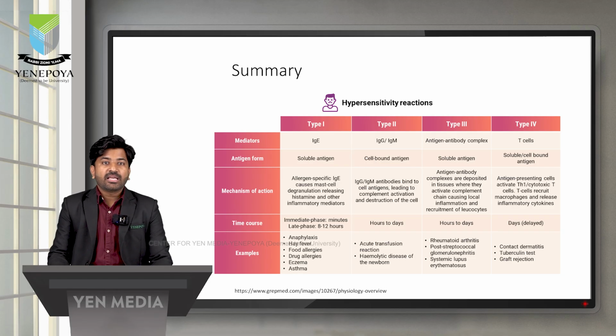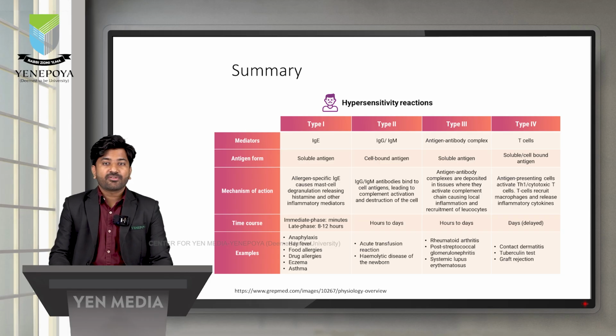In type 1, the allergen results in IgE production which activates the mast cells leading to the reaction. In type 2, IgG and IgM antibodies will activate complement resulting in destruction of the cells, whereas in type 3 the antigen-antibody complex again activates the complement which results in inflammation, and in type 4 the antigen presenting cells activate the T lymphocyte which in turn releases inflammatory cytokines leading to the reactions.